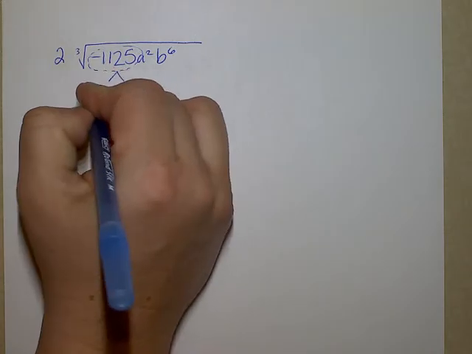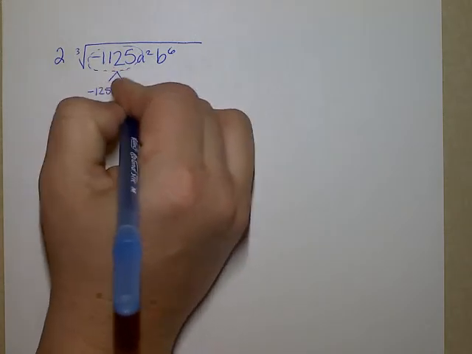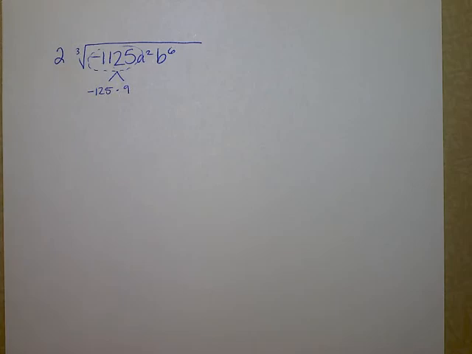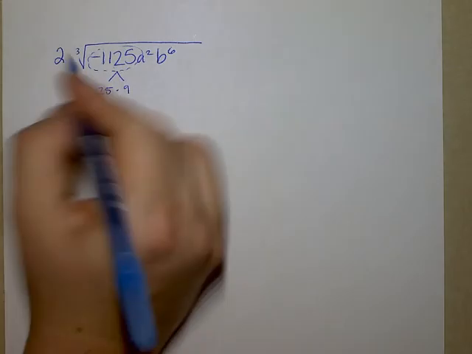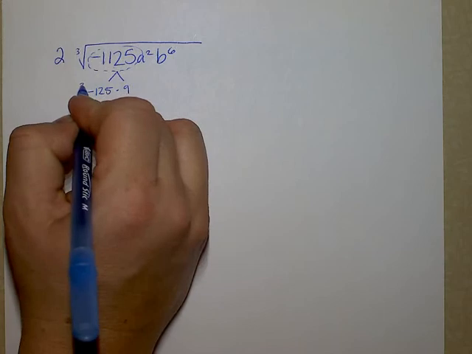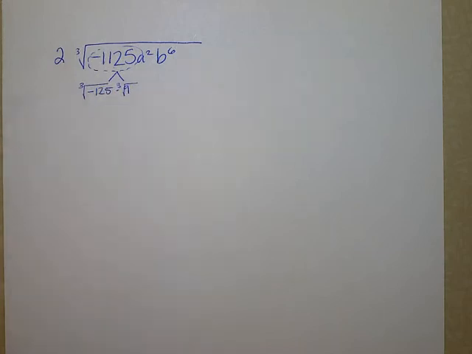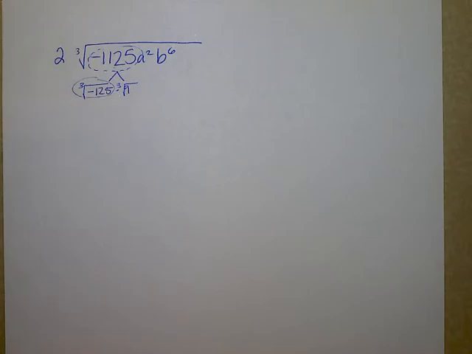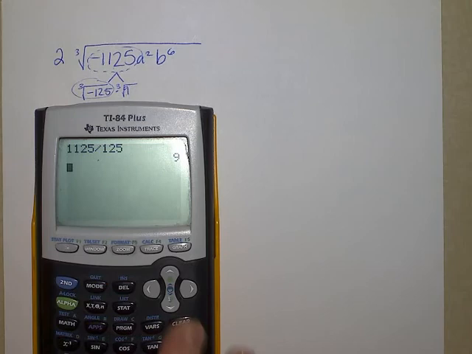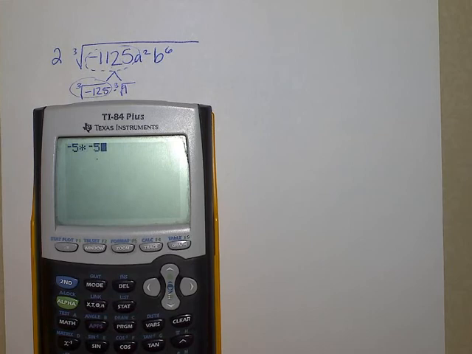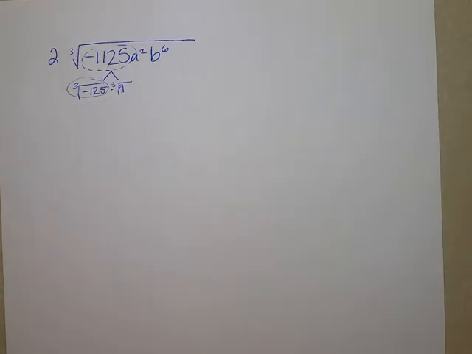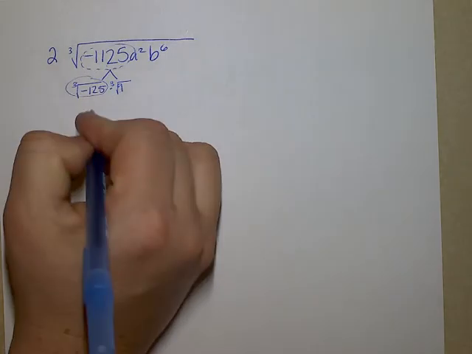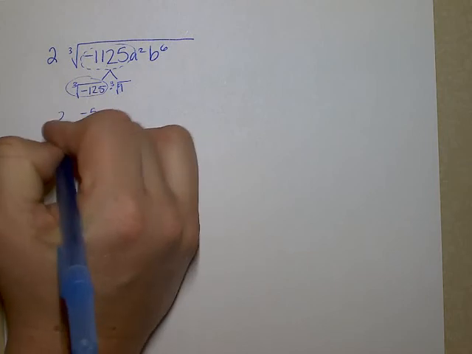And I'm going to write it as a negative 125 times 9. Negative times a positive is a negative. Now in reality, this is what I've just done. I've broken that apart, keeping the same nth root. So what is the cube root of negative 125? That means what times itself 3 times gives you negative 125. And I'm going to show you that it is negative 5 times negative 5 times negative 5. That gives you a negative 125. This answer is negative 5. I have a 2 out front.